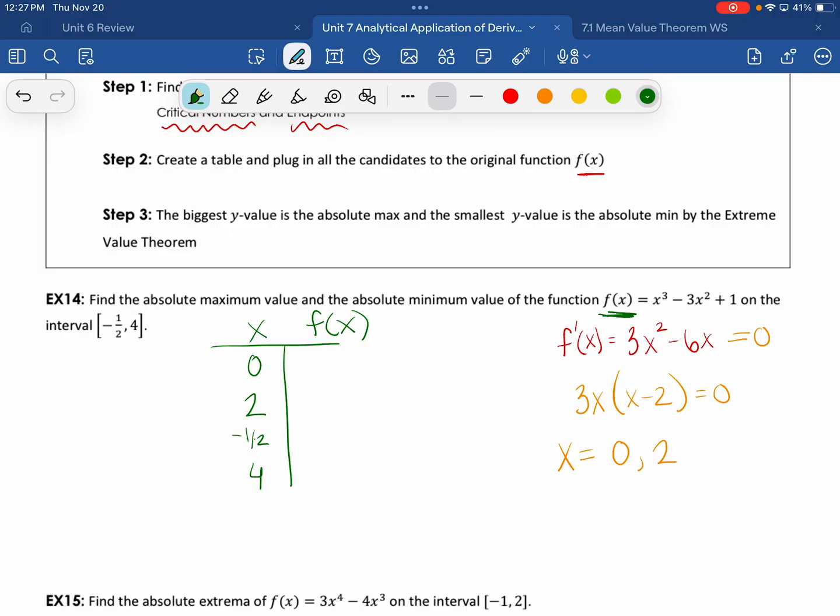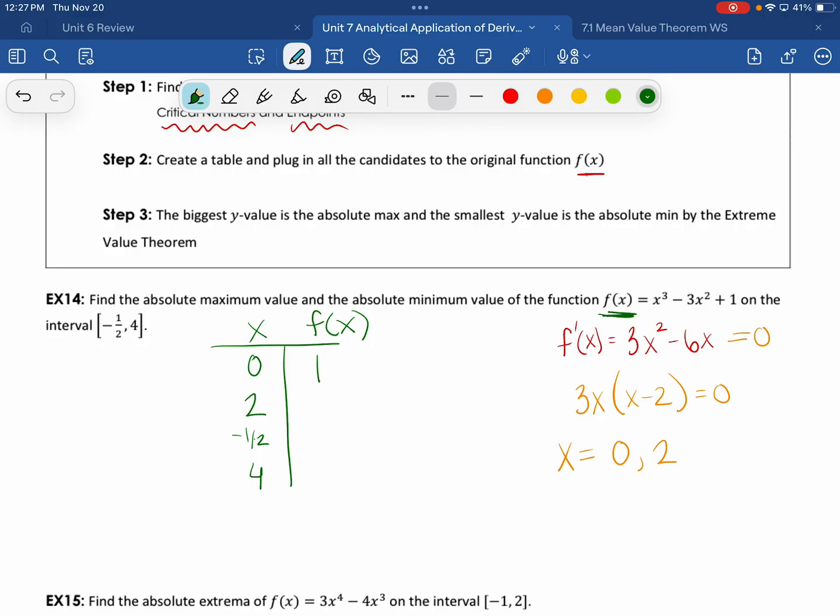When you plug 0 in, 0 cubed is 0, minus 0, plus 1, gives 1. Then you would plug in 2, -1/2, and 4, and you would get your y values. I don't want you to worry too much about plugging in the numbers, because that is not a big part of the test. On the non-calculator portion of the AP test, they'll be easy to plug in, where you could do it fairly quickly. And if they're really hard, you would have a calculator to type them in. So don't stress about plugging in.